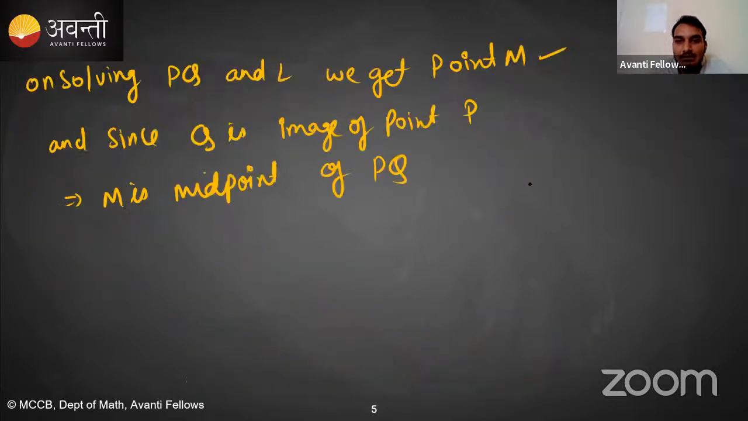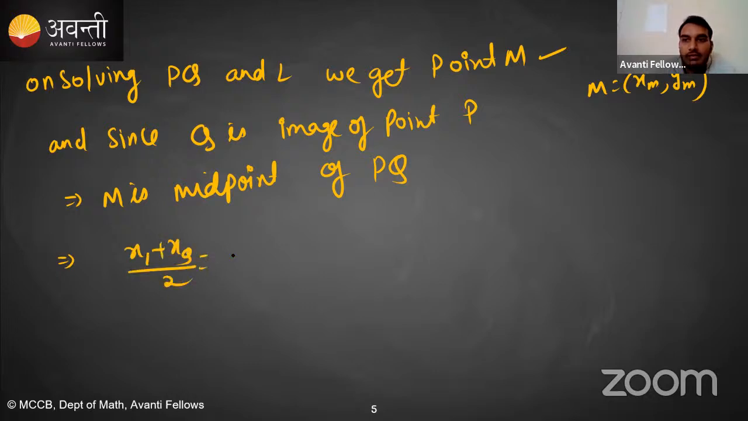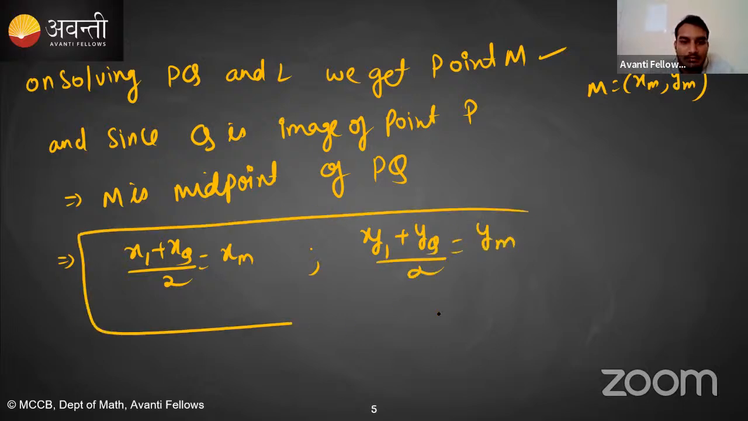Let's say the coordinate of M is xm, ym. So (x1 plus xq) by 2 will give me the x coordinate of M, and (y1 plus yq) by 2 will give me the y coordinate of M. So from here we can get Q. Now we get Q.